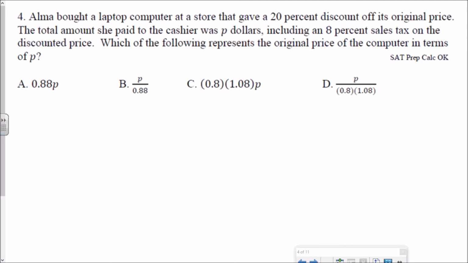All right, Alma bought a laptop computer at a store that gave a 20% discount off its original price. The total amount she paid to the cashier was P dollars, including an 8% sales tax on the discounted price. Which of the following represents the original price of the computer in terms of P? Okay, so for this, what we really have is two variables. We have the original price and we have P, the amount that she paid.